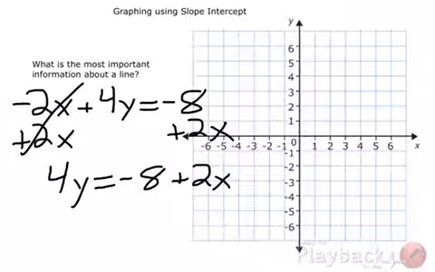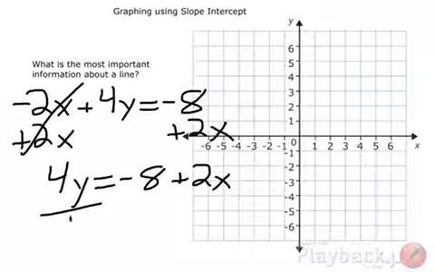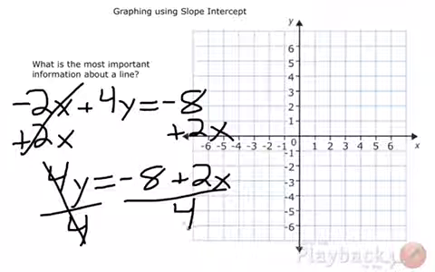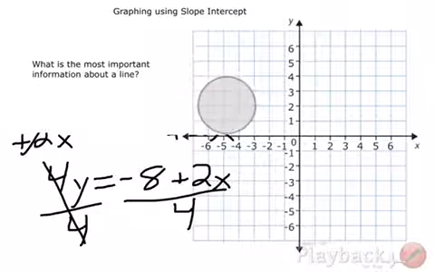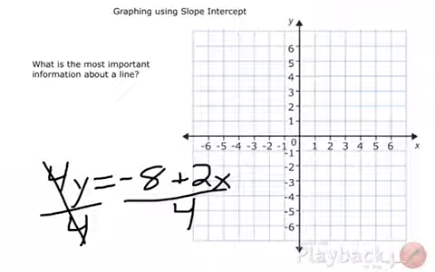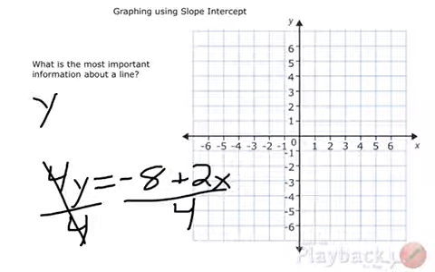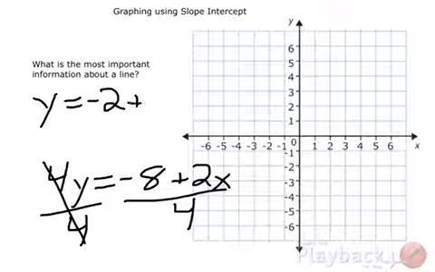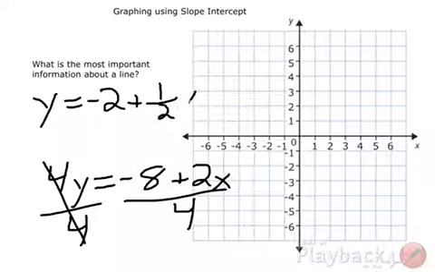Okay, so now that we have the 4y by itself on one side of the equation, the opposite of 4 times y is divide by 4. What I do to one side, I have to do to the whole entire other side. So my new equation, when we're all done, is going to be y equals negative 8 divided by 4 is negative 2, and 2 divided by 4 as a fraction would just be 1 over 2x.